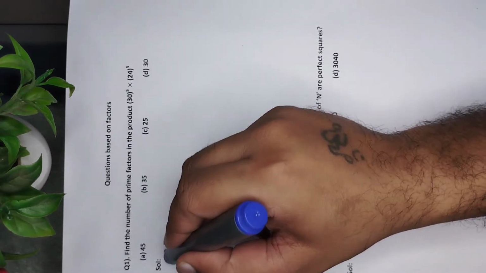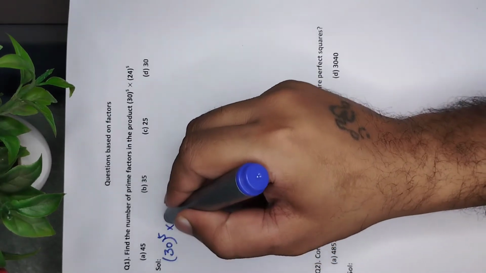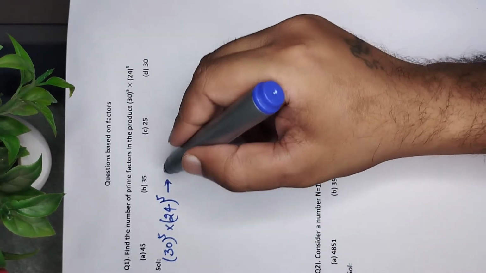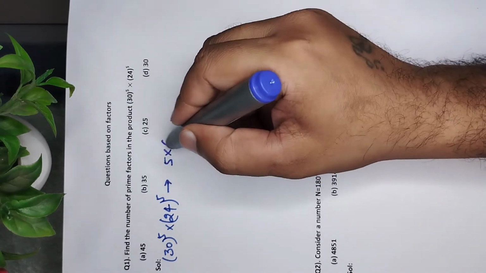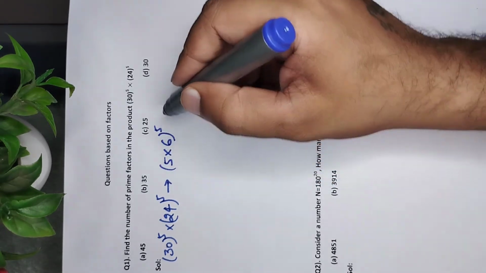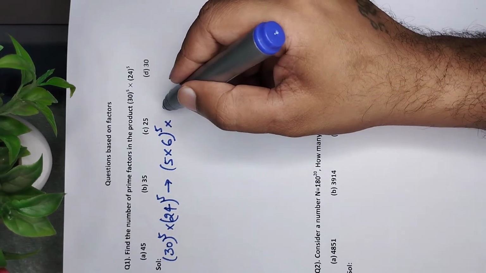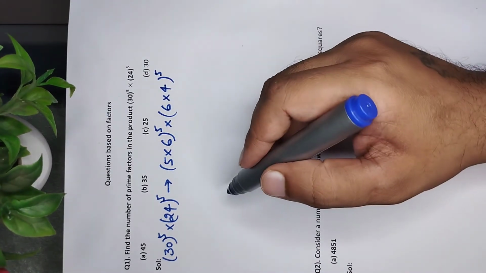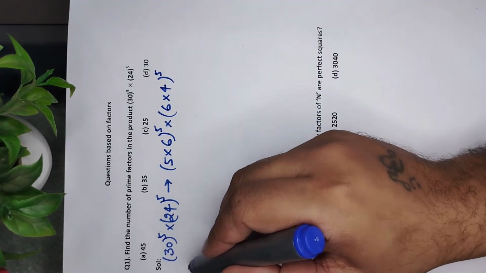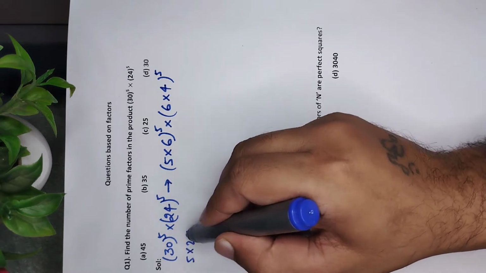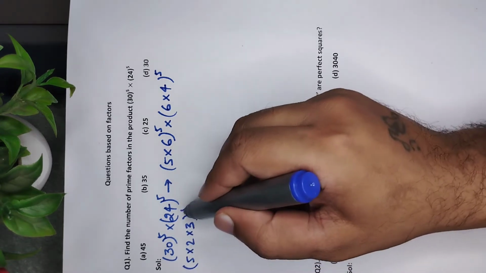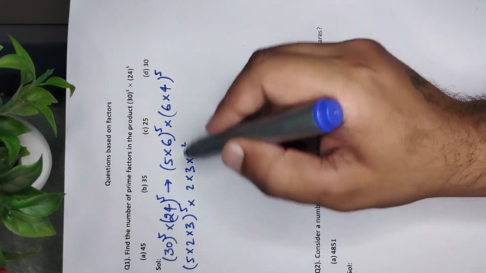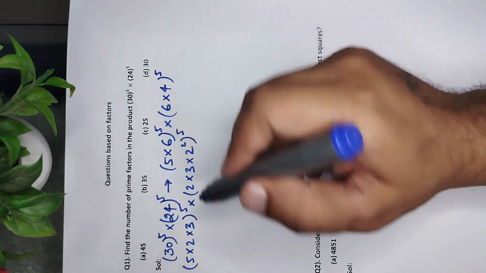I can simply write this number, 30 raised to the power 5 into 24 raised to the power 5, by expanding 30 as (5 multiply 6) raised to the power 5, and 24 can be written as (6 times 4) raised to the power 5. Now we can further write this one as (5 into 2 into 3) raised to the power 5 multiplied by (2 into 3 into 2 square) raised to the power 5.